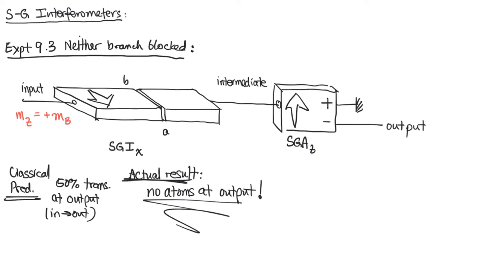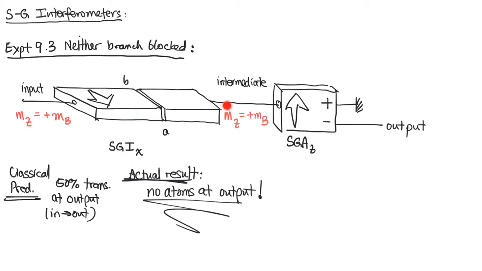If you get no atoms at the output, that means that the intermediate state must have been 100% Z plus, because all of those atoms would get blocked. How is it possible that you have a defined Z state here, mz equals plus mb? How is it possible that you have a defined Z state here if the atoms have gone through an X interferometer?